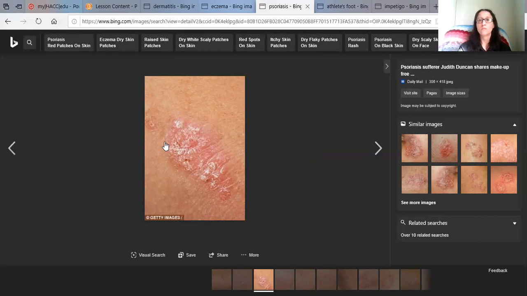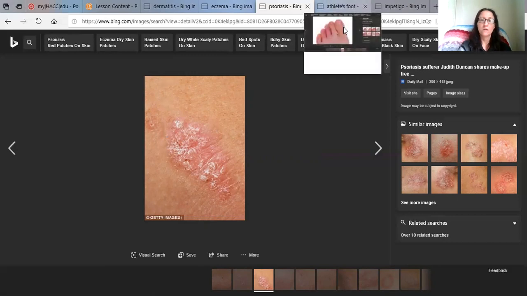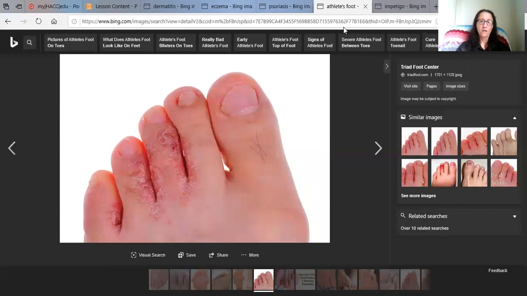What else do we have? Ooh, tinea. Tinea is fungus. And here we go. Yes, hopefully you weren't eating when I brought this up. Any tinea is a fungus. So if it starts with tinea, it's a fungus. This one happens to be tinea pedis because it's on the feet.